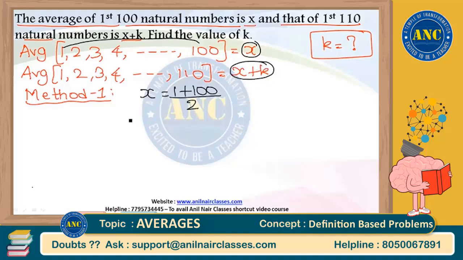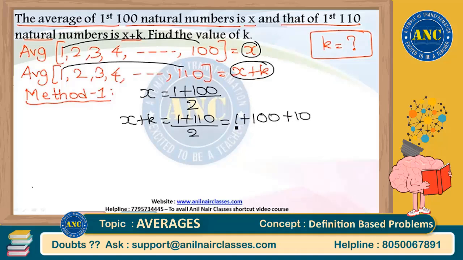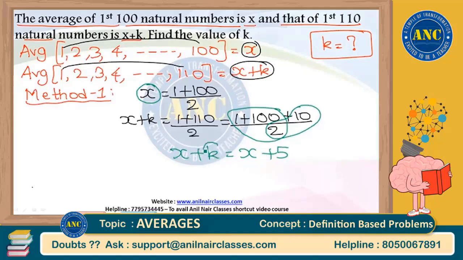What is x plus k? x plus k is nothing but the average of the first 110 natural numbers: first term plus last term by 2, that is, 1 plus 110 by 2. It can also be written as 1 plus 100 plus 10 by 2. Why did I write it like this? 1 plus 100 by 2 is named x in this question, plus 10 by 2, which is 5. So x plus k is equal to x plus 5. In place of k you have the number 5. The answer for this question is 5.